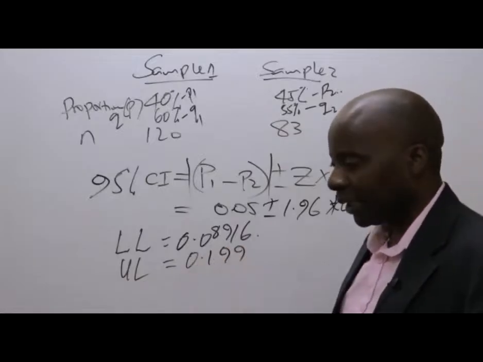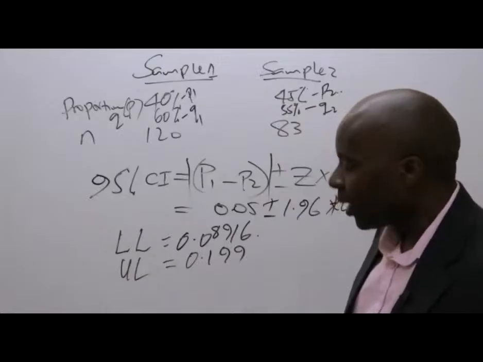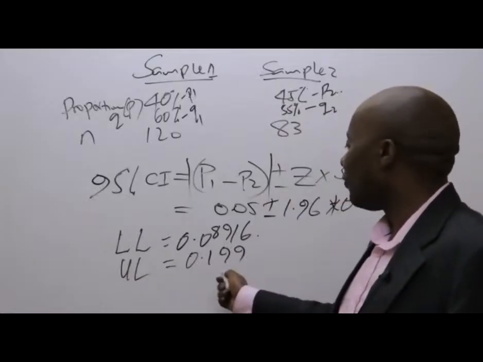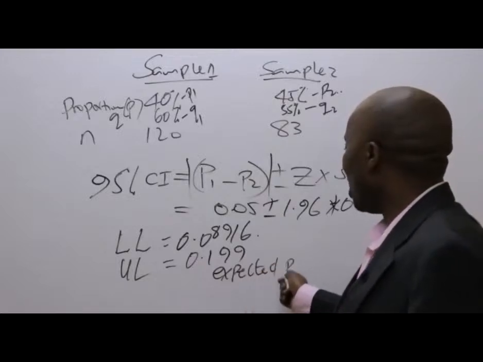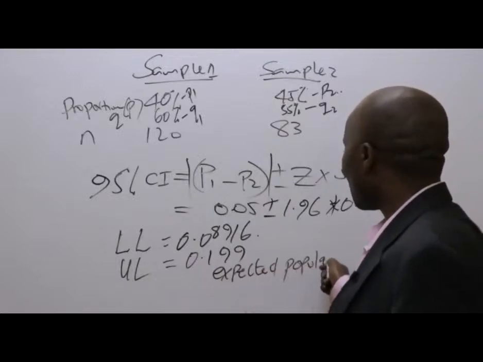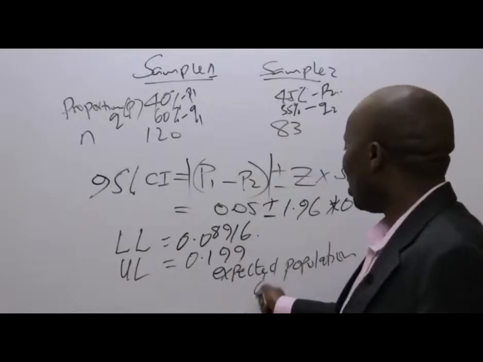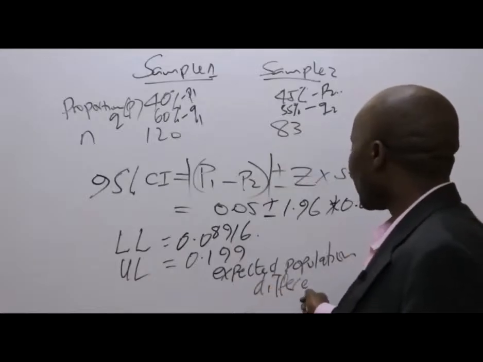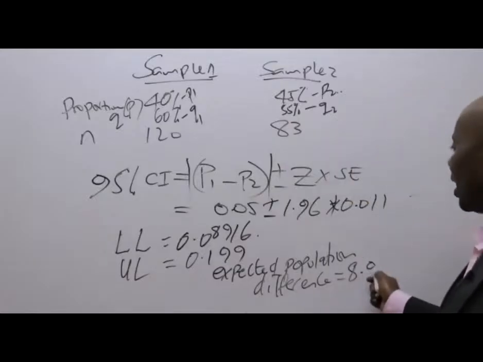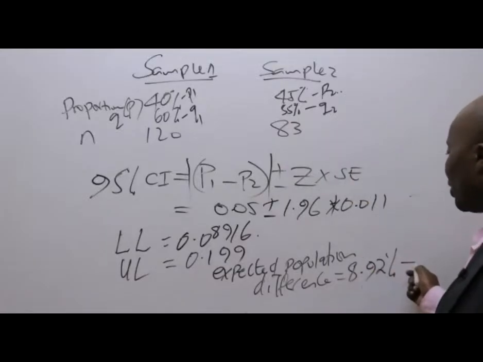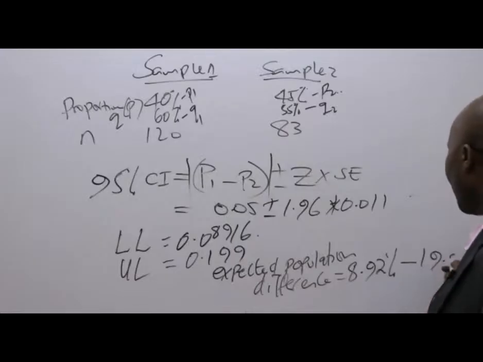0.199, like that. So in short, our expected population difference will be 8.92% all the way to 19.9%.